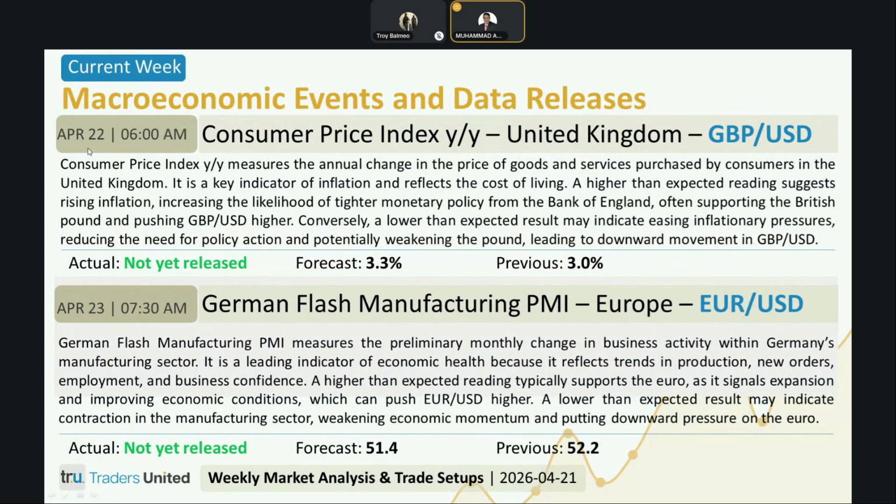Today is April 21st, 2026. So tomorrow, on April 22nd at 6 a.m. UTC time, we're going to get this financial news event, Consumer Price Index related to the United Kingdom. And the currency pair we're going to focus on is the GBPUSD.